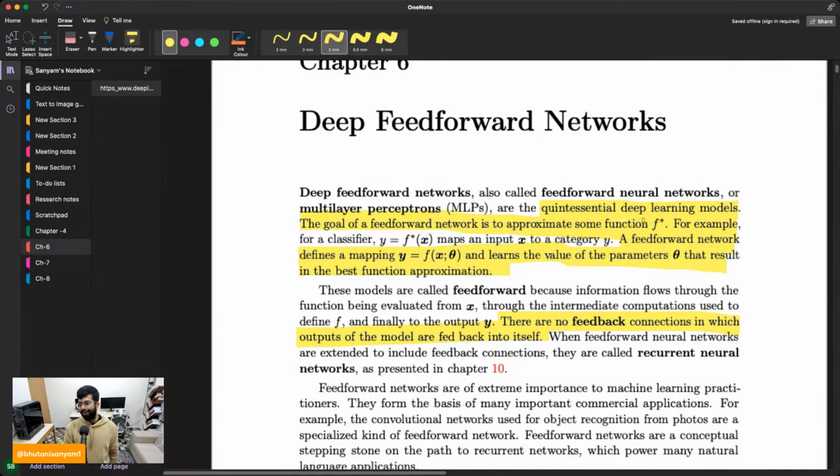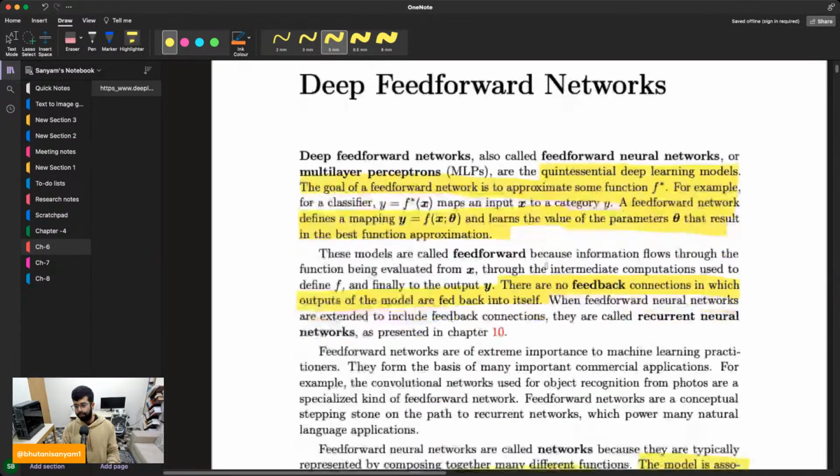As I pointed out earlier, the goal of a feed-forward network, according to the authors, is to approximate some function f star. A feed-forward network defines a mapping y is equal to function of x comma theta. So this is how you write theta if you don't know. And it learns the value of parameters theta that result in the best function approximation.